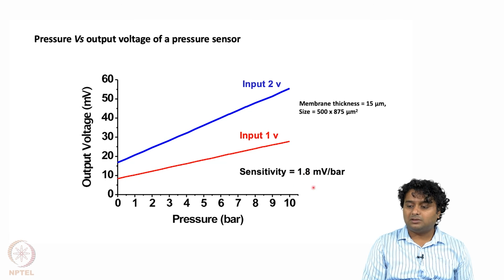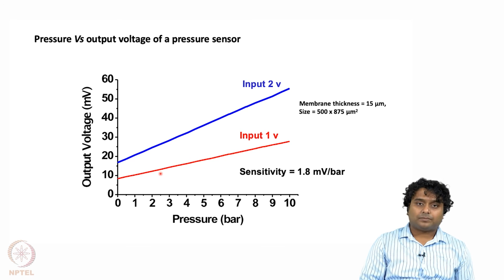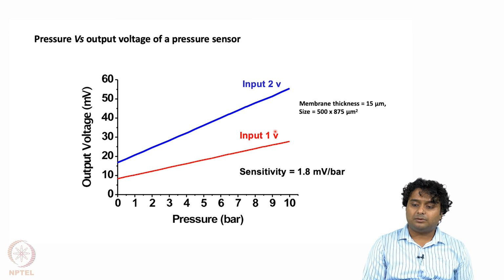So the sensitivity is 1.8 millivolt per bar, whereas if we are using 2 volt, then you can see that the slope is a little bit increased, because as we have seen in the sensitivity part, Vin also comes in. So if the input voltage is 2 volt, then in that case the sensitivity is 3.6 millivolt per bar, and this is the membrane. These graphs are drawn for this membrane thickness. So that's all for the MEMS pressure sensor. Thank you.